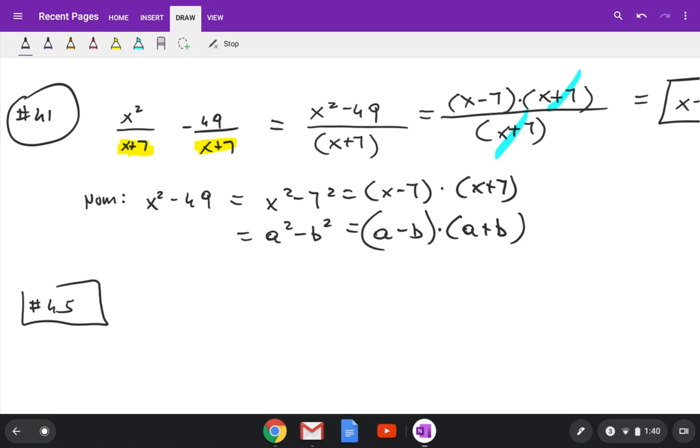So for 45, it's the same set of problems. So you need to subtract. You have 5 over 2r plus 12 minus 1 over r. Okay.